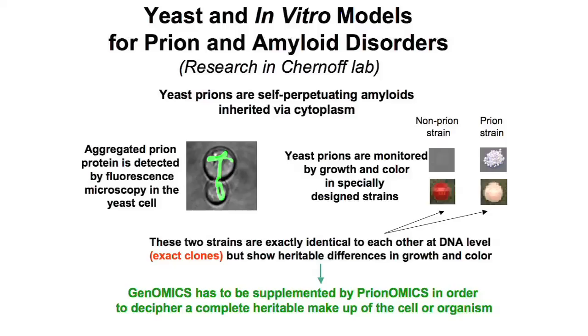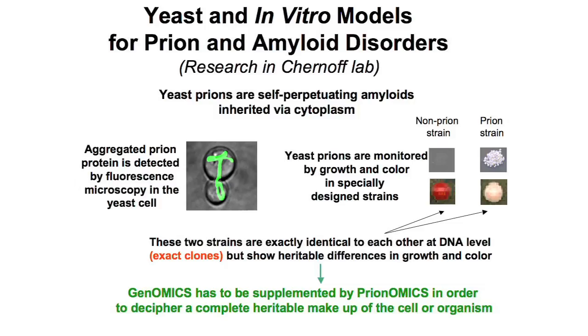Now I will try in 5 minutes to give a very brief outline of what we are doing in my lab that is related to the topics of today's talks. And of course I won't have time to go into detail. Instead of describing the topics of research, I will just give a very general impression of what they are about. So we're using yeast and in vitro models for studying amyloids and prions.